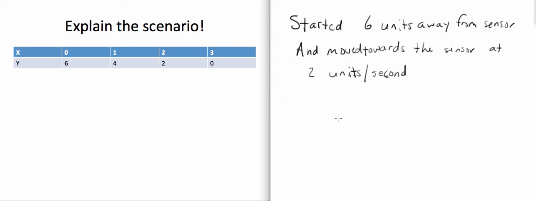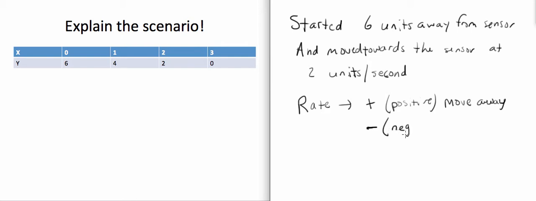If you're asked to do that, if your rate is positive, or plus, you're moving away. When your distance is getting greater from the sensor, you're obviously moving away. If your rate is negative, you're moving towards it. In this case we are moving towards it because our distance is getting smaller each time.